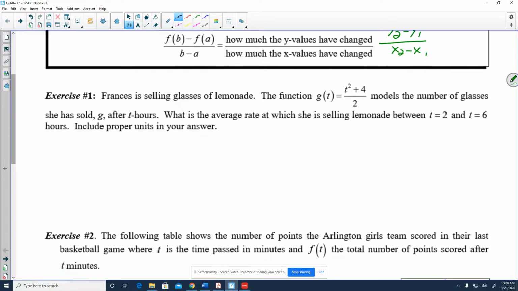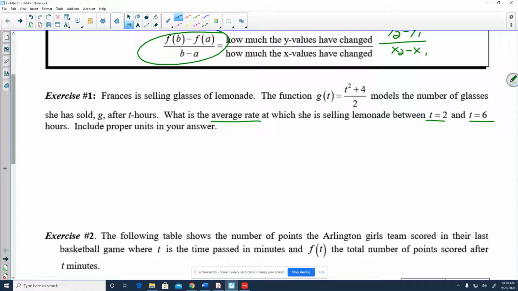Exercise 1. Francis is selling glasses of lemonade. The function g of t equals (t squared plus 4) over 2 models the number of glasses she has sold, g, after t hours. What is the average rate at which she is selling lemonade between t equals 2 and t equals 6? Again, that means average rate of change. We want to find the average rate that she's selling lemonade between 2 hours and 6 hours.